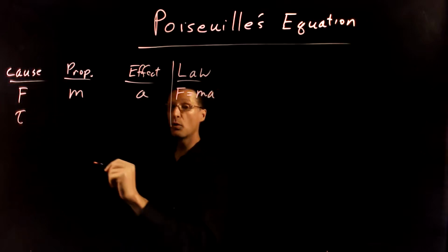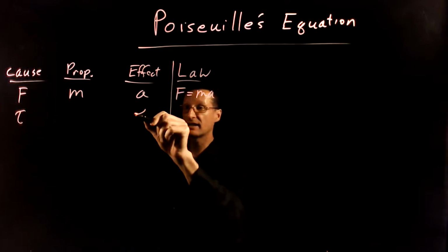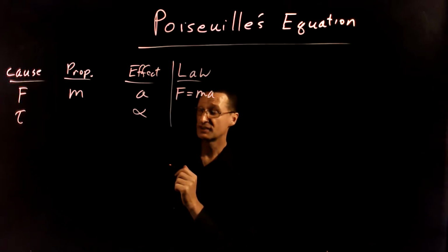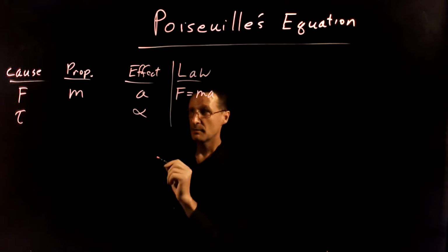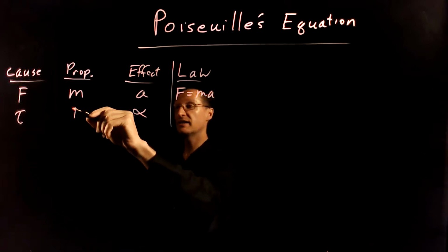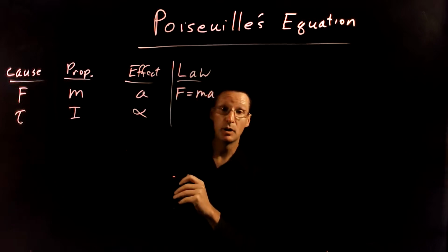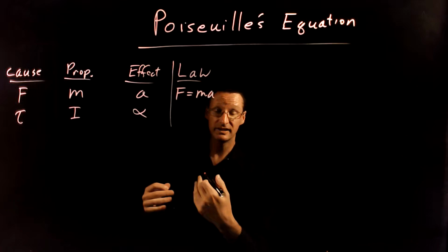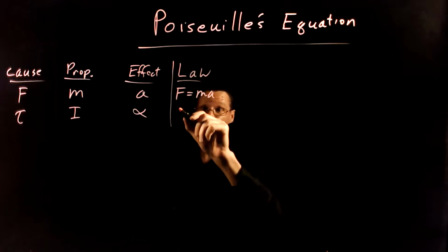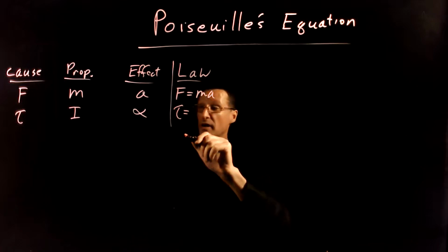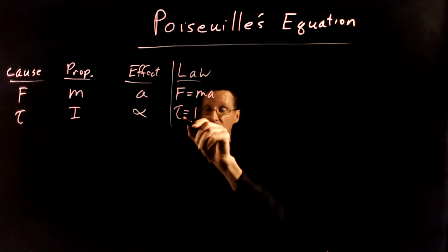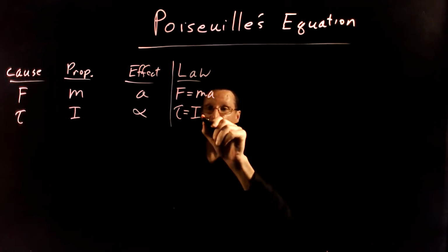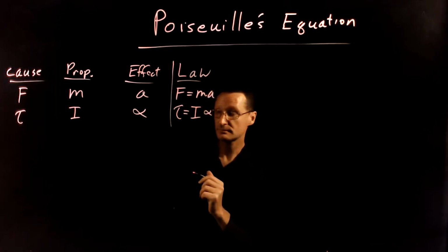There's also the torque, which causes angular acceleration, alpha, changes in the rotational state. But then there's a property in between that we call the moment of inertia, that is the rotational inertia. How difficult or easy is it to get things to change their rotational state. The equation that connects these three is very similar. We have the cause is equal to the property times the effect.